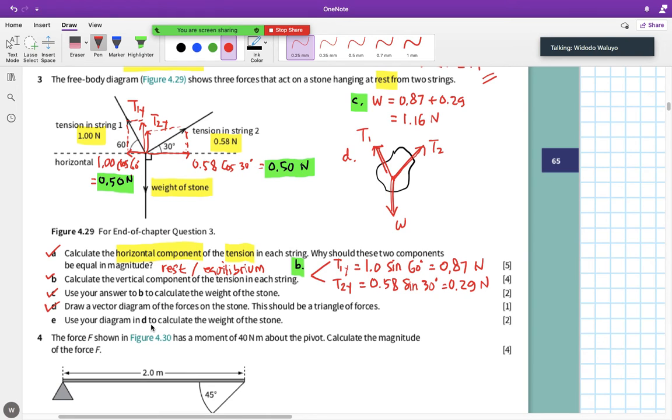Okay, E: use diagram D to calculate the weight of the stone. Why is it repeated again? This seems wrong. I see, this is wrong, guys. No no. You see this angle? It is 90 degrees, so it looks like this. This is the weight, this is tension one, this is tension two.